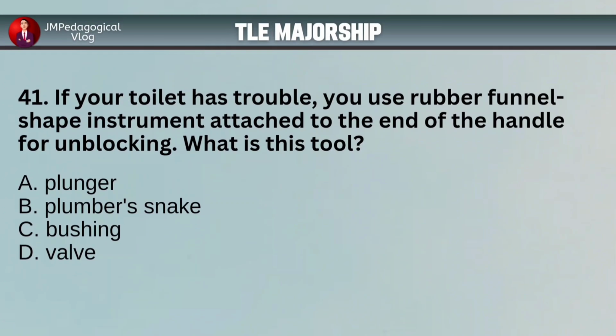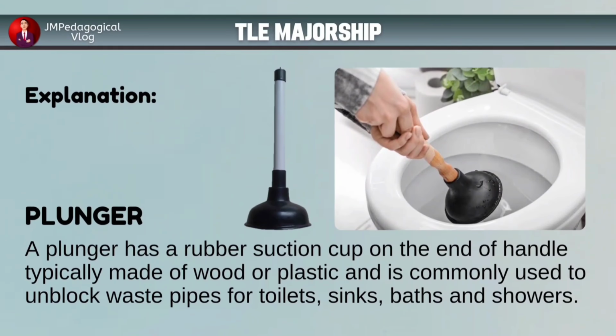41. If your toilet has trouble, you use a rubber funnel-shaped instrument attached to the end of the handle for unblocking. What is this tool? A. Plunger. B. Plumber's snake. C. Bushing. D. Valve. A. Plunger. Explanation. A plunger has a rubber suction cup on the end of the handle, typically made of wood or plastic, and is commonly used to unblock waste pipes for toilets, sinks, baths and showers.